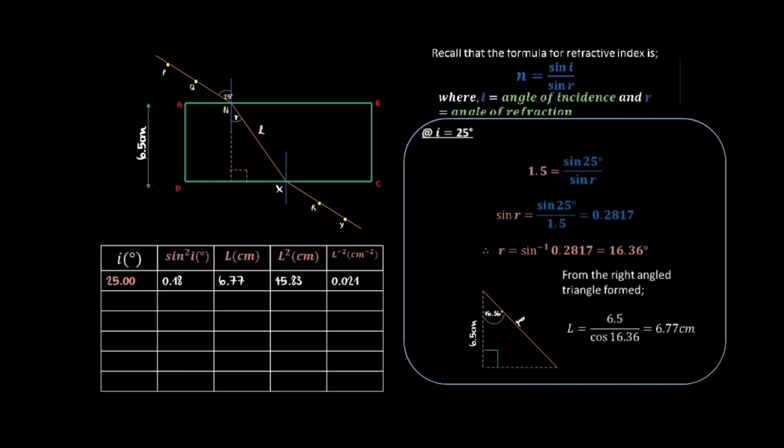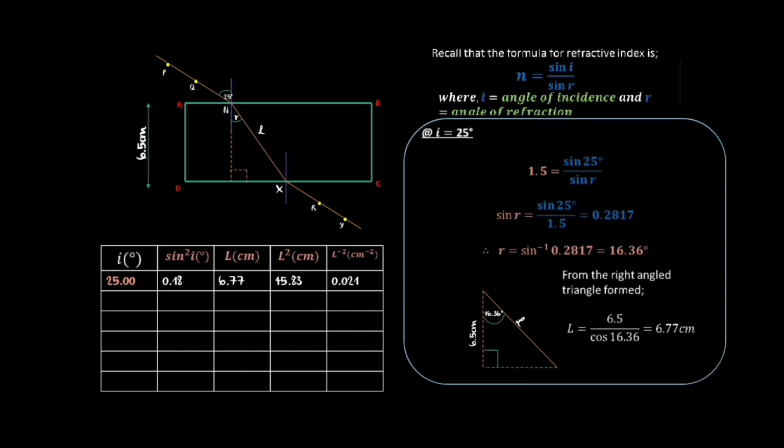Once we've gotten that, we indicate it in our table of values, and this is our table of values. Remember, we have to record different values of the angle of incidence. This is the sine square of the angle of incidence. This is the L, which we've gotten 6.77. This is the square of the L, and this is the inverse of the square of the L, which we have here. So we have filled the first row of our table of values.